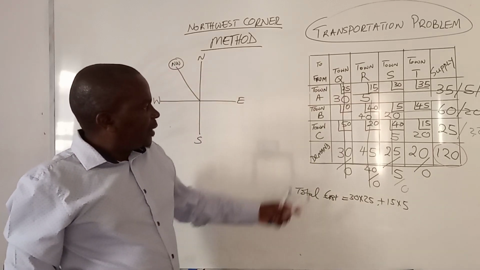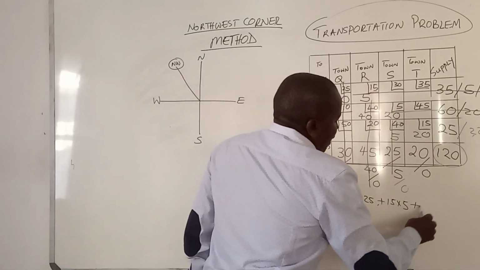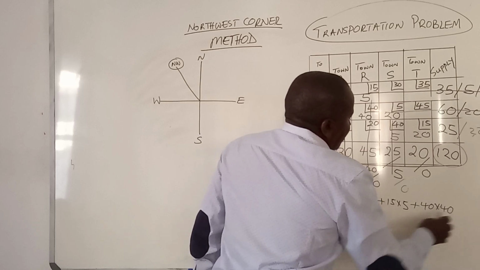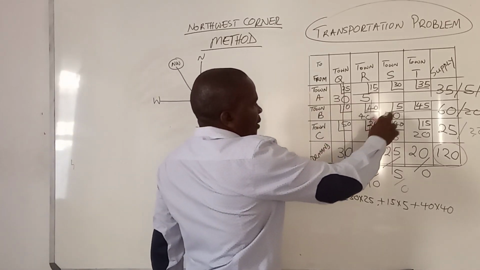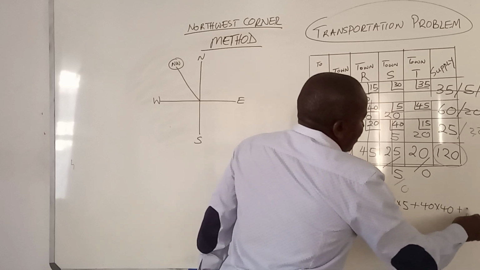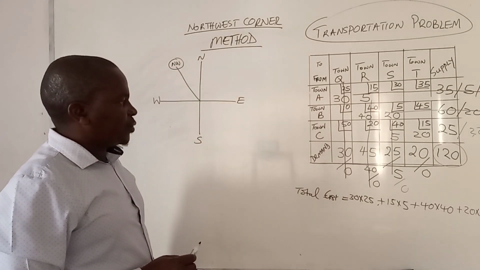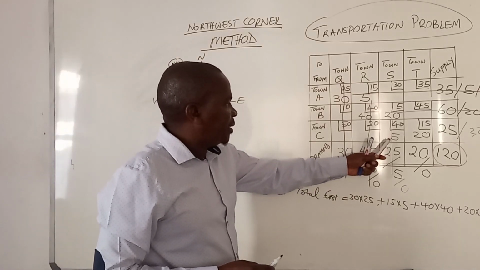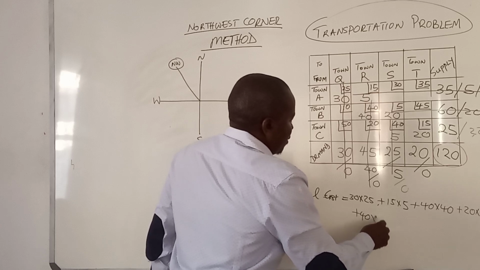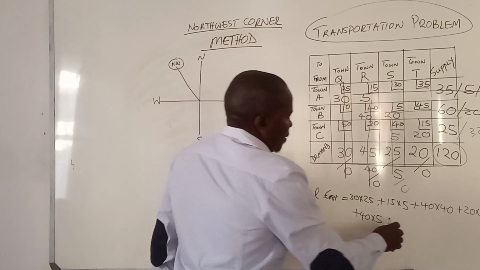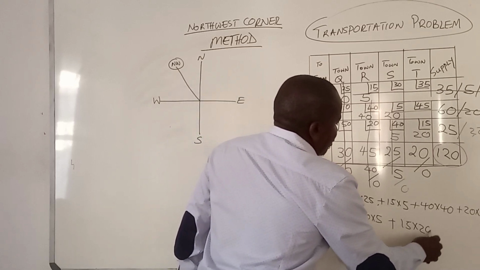Let's go down. From town B up to town R, there we've got 40 by 40. So plus 40 multiplied by 40. What's the next one? It is going to be 20 by 5, plus 20 multiplied by 5. Then the next one from there is going to be 40 multiplied by 5, plus 40 multiplied by 5, plus 15 multiplied by 20.